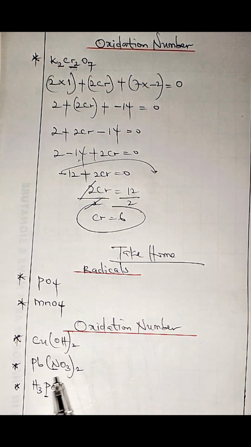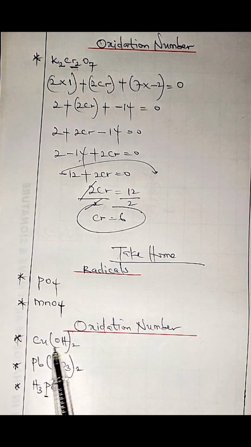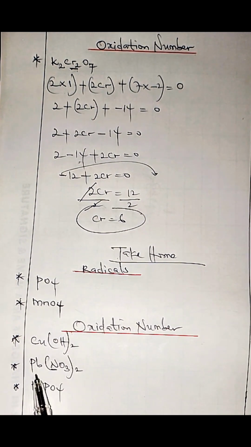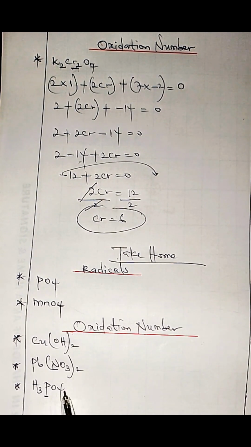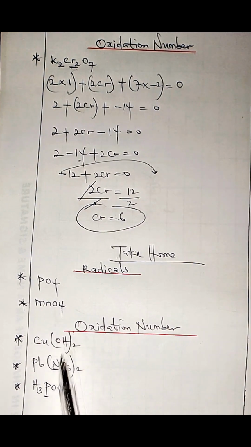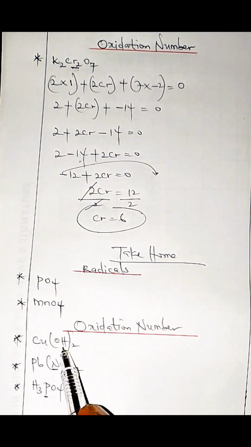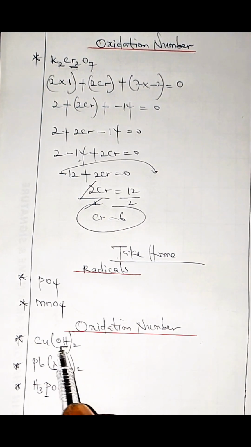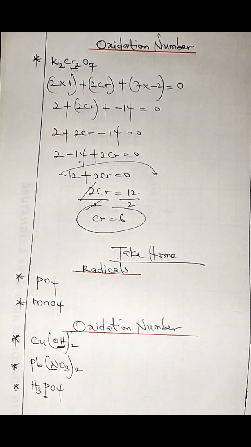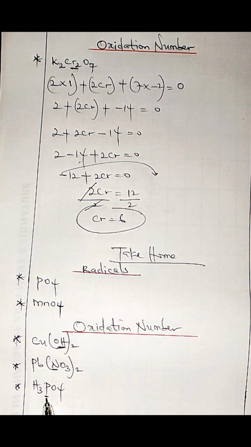And now the oxidation numbers: we have copper hydroxide, Cu(OH)2. You have lead nitrate. You have H3PO4. So get me the oxidation numbers for all these underlined ones. This very one here, the hydroxyl is underlined. So get me the oxidation number for nitrogen, then for this very phosphorus.